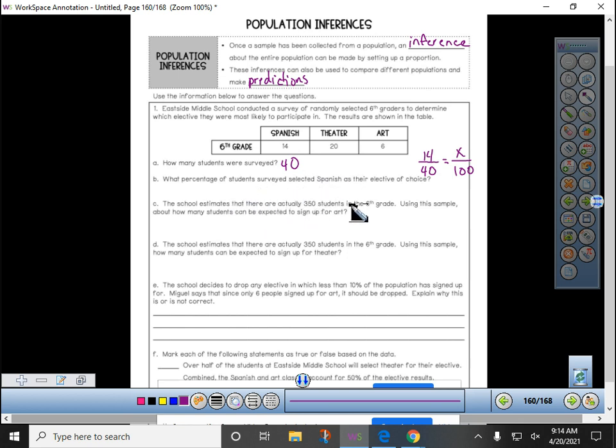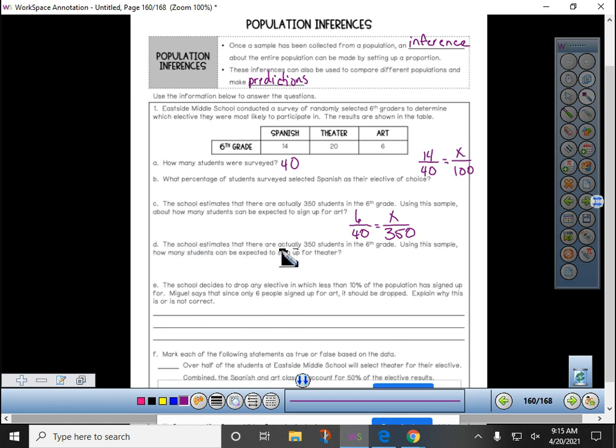The school estimates that there are actually 350 students in the 6th grade. Using this sample, about how many students can be expected to sign up for art? This would be another proportion. How many signed up for art? 6, out of 40, right? So if 6 out of 40, it wants to know how many out of what? 350. Do you know how to solve that? Yeah, I'm not going to make you solve them. I believe you know how to solve a proportion by now, right?